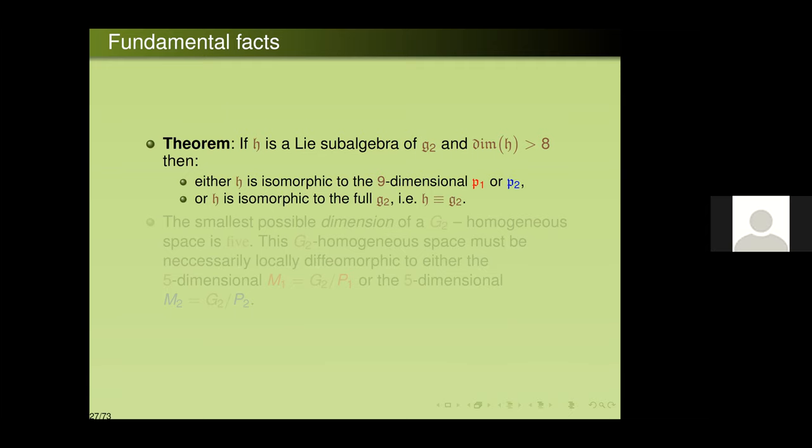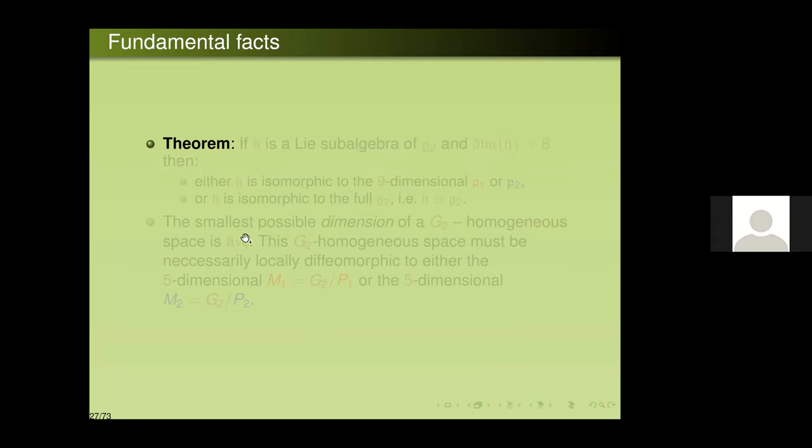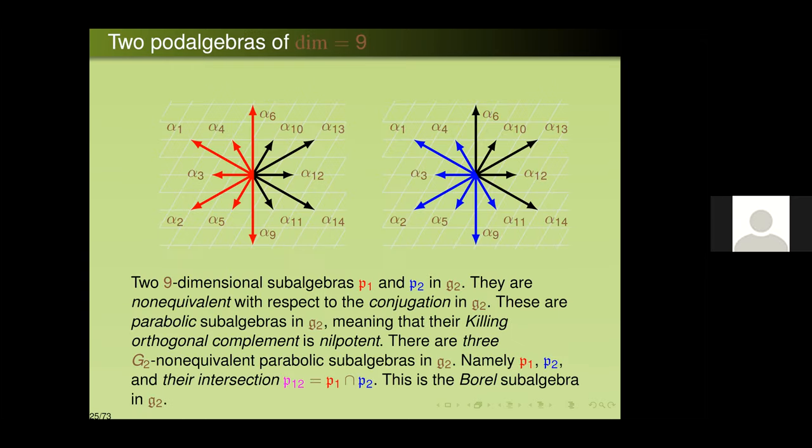There is no bigger one. And actually there are only two modulo conjugation. There are only two non-equivalent large subalgebras of dimension 9, which are just these P1 and P2. I show you again how they look on the diagram. So that's my P1, the red one, and that's my P2.